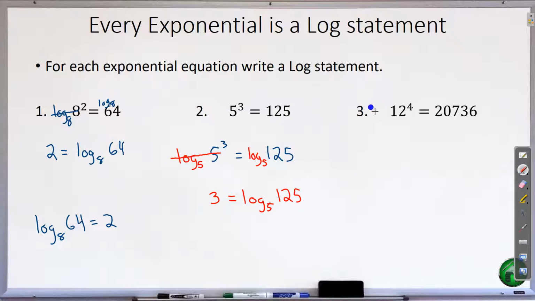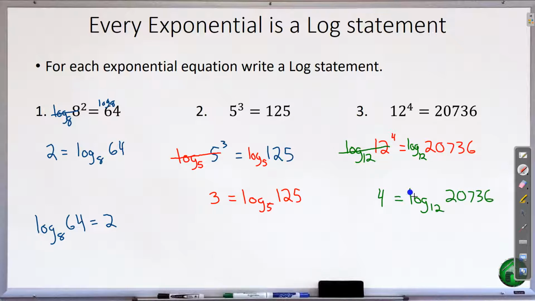All right, last one here. 12 to the 4th is 20,736. So I'm going to log both sides. To get rid of this 12, it's going to be a log base 12, which means if I do it to one side, I've got to do it to the other. The log base 12 and the 12 go away. You're left with 4 is equal to log base 12 of 20,736. So hopefully that pattern is getting a little bit familiar.